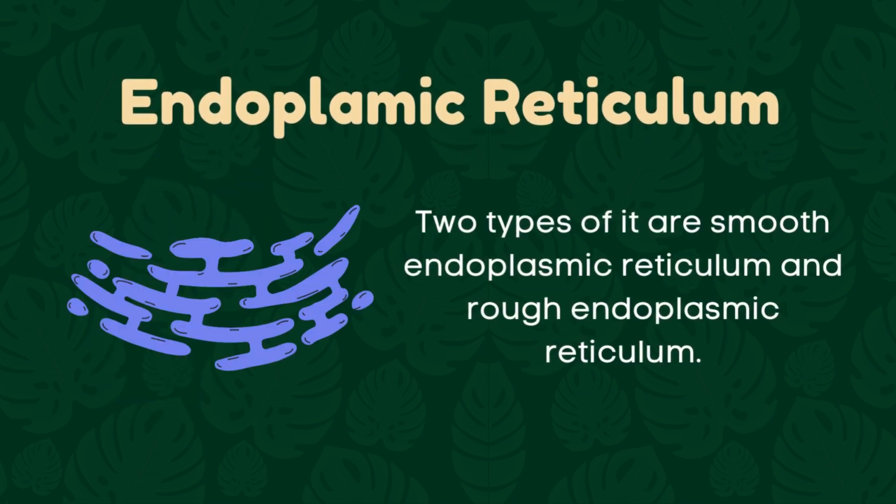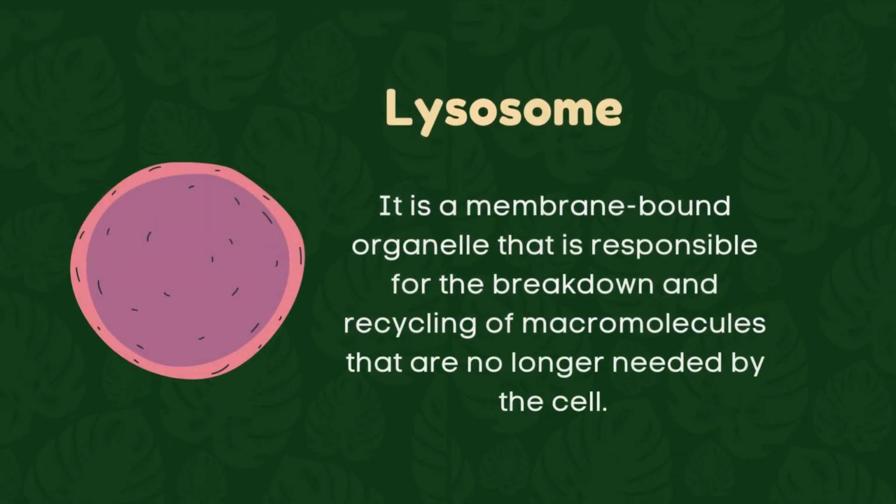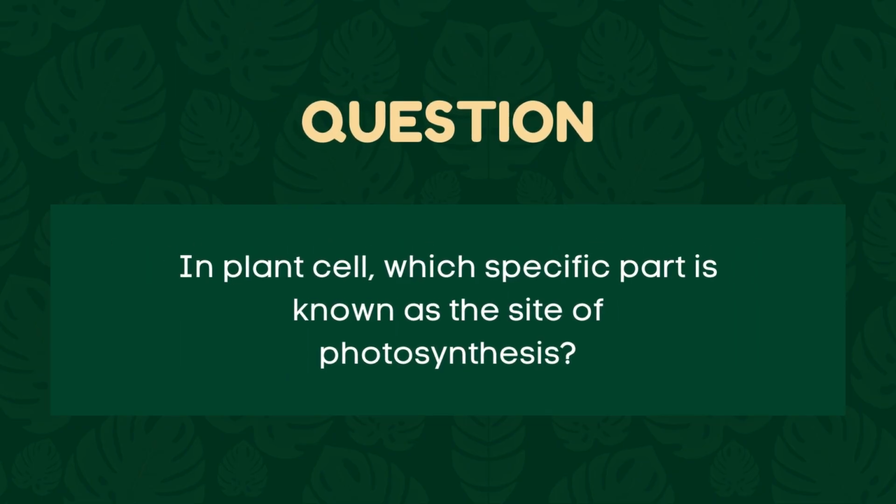Endoplasmic reticulum is an organelle that helps in the transport, processing, and storage of proteins and other molecules. There are two types of endoplasmic reticulum: smooth and rough endoplasmic reticulum. Lysosomes is a membrane-bound organelle that is responsible for the breakdown and recycling of macromolecules that are no longer needed by the cell. Here are some quiz questions.